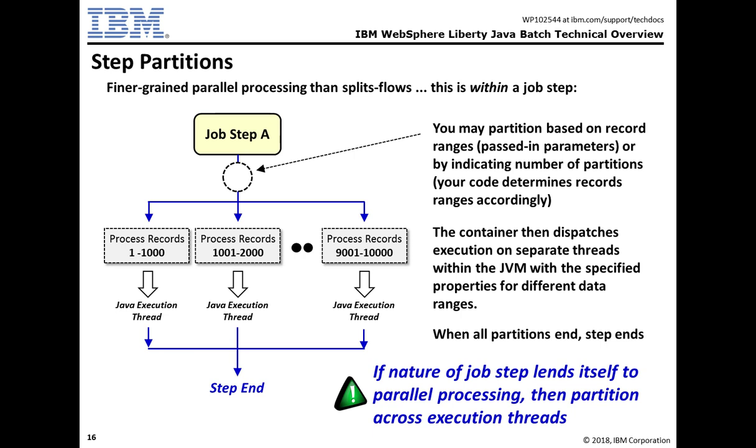at the same time. And each partition gets its own properties passed to it so that it knows what to do. So in our example here, we're going to process 10,000 records, and we've told it to spin up 10 different threads, and each thread is going to process a different range of data. The first thread will get passed properties that say you're starting at record 1 and ending at 1,000. The second thread gets different properties that tell it where to start and stop and so forth.